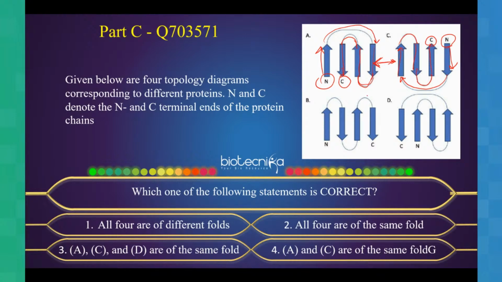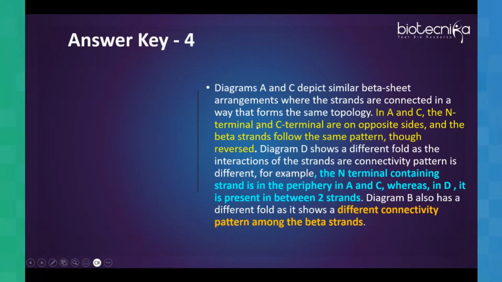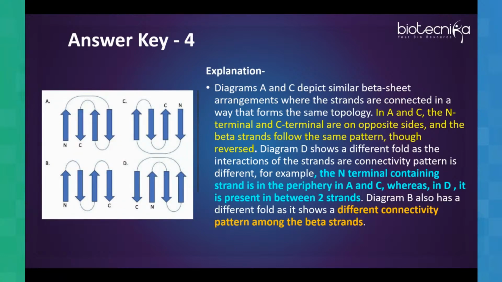So you have to see whether all four are of different folds, or four are of the same fold, or A, C, D are of the same fold, or A and C are of the same fold. The answer is pretty clear over here: A and C depict similar beta sheet arrangements where the strands are connected in this way, forming the same topology. The N terminal and the C terminal are on opposite sides, and the beta strands follow the same pattern, though it is just reversed. But diagram D shows a different fold. Why? I'll tell you. See where the N terminal is lying in A and C, and how they are lying.